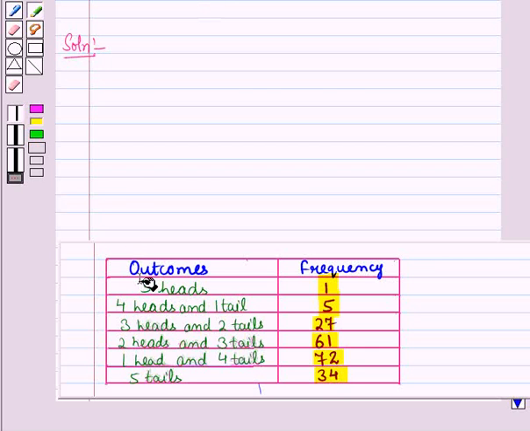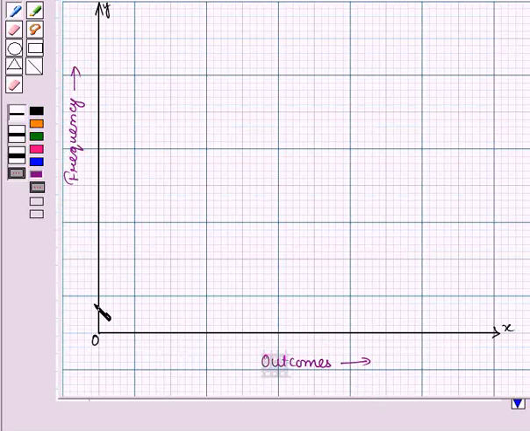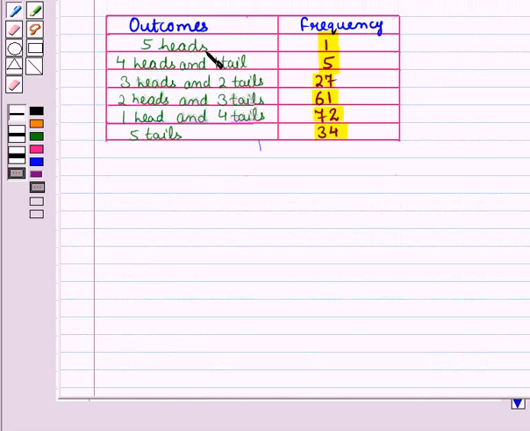Now let us make a bar graph for this data. Here, on the horizontal axis we take outcomes and on the vertical axis we take frequencies. So, here we write the frequency with a scale factor of 10. So this is 0, then 10, 20, 30, 40, 50, 60, 70, 80. Now we will draw bars for various outcomes, and the height of the bars depends upon the corresponding frequencies of these outcomes.